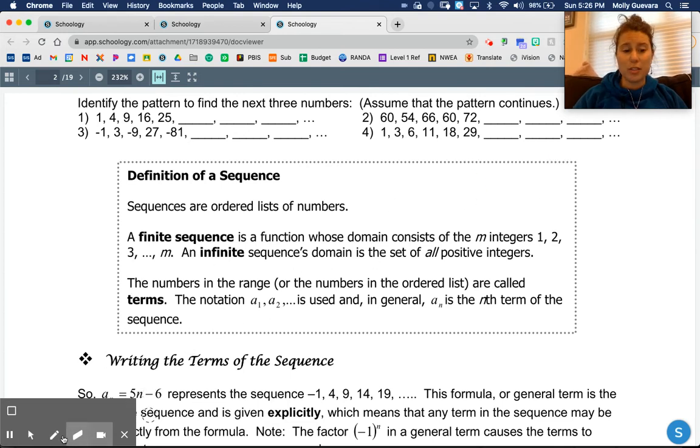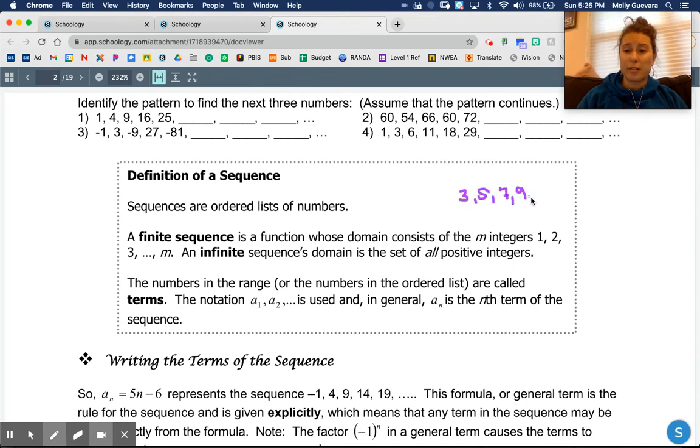So the numbers are called terms. Your outputs are called terms. And this is the notation that we use. If I have that sequence again, the first term we would notate with a sub 1. So my first term is 3. And then a sub 2 would be my second term, and that is 5.